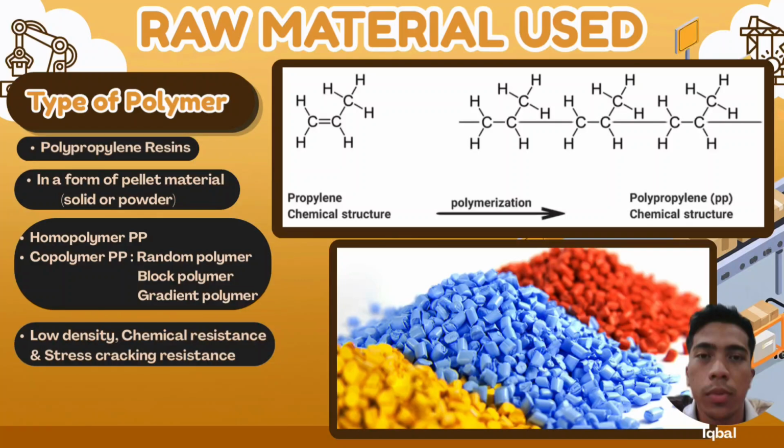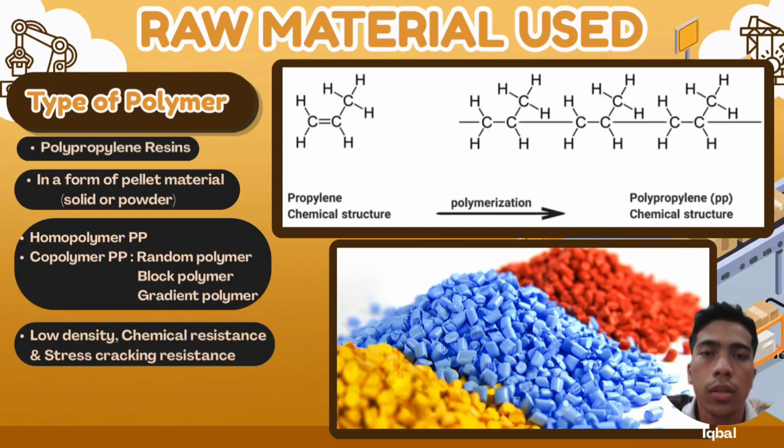So let's look at the raw material used. We use polypropylene resins in foam injection molding. As you can see on the diagram, propylene monomers undergo polymerization with other monomers to create polypropylene. These polypropylene resins can be formed into pellets, which are solid, or powder, but most of it is solid. These pellets range in size from 2 to 5 millimeters.